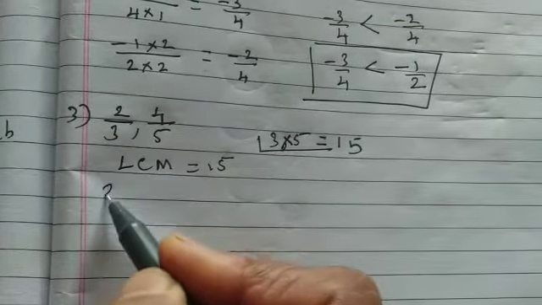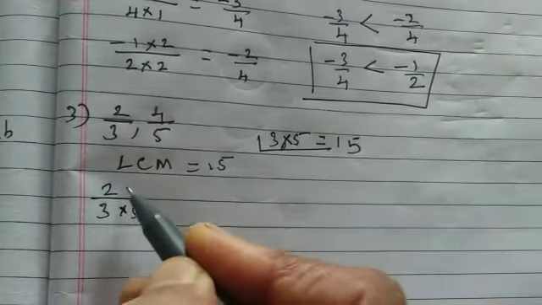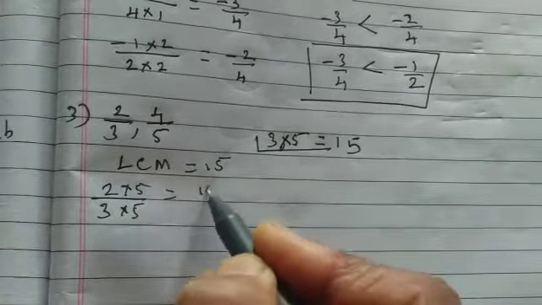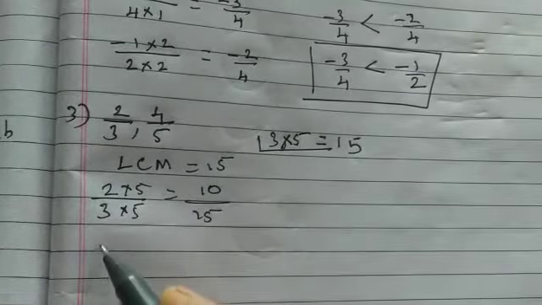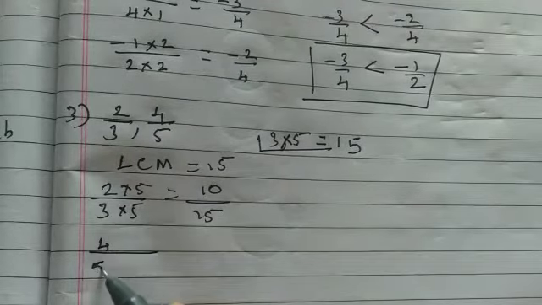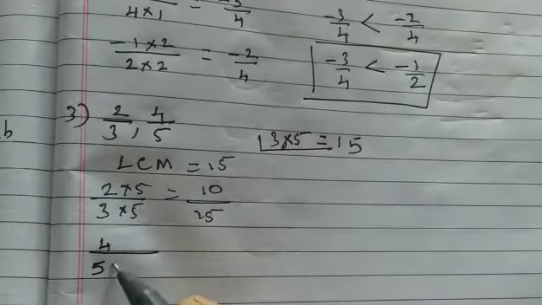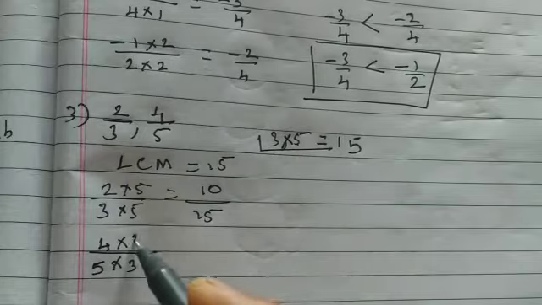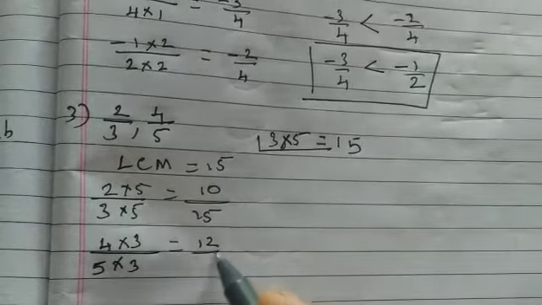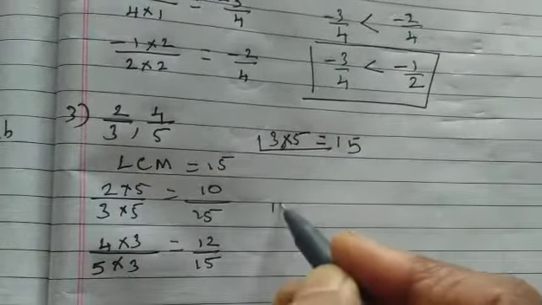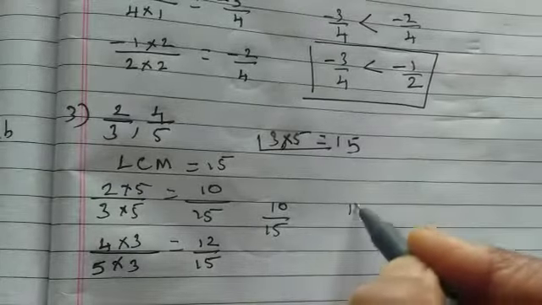Now take the first rational number, 2 by 3. 3 into what is 15? It is the LCM. 3 into what number? Into 5. So multiply the numerator also by 5. 2 fives are 10, 3 fives are 15. Take the next number, 4 by 5. 5 into what is 15? 3. So multiply the numerator also by 3. 4 threes are 12, 5 threes are 15. Now 10 by 15 and 12 by 15.